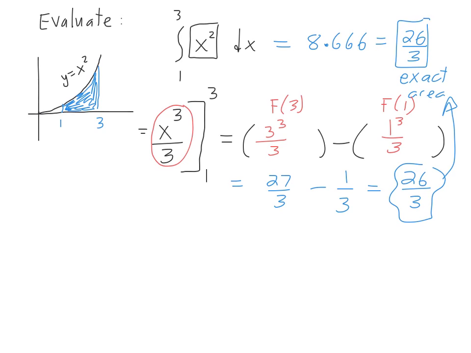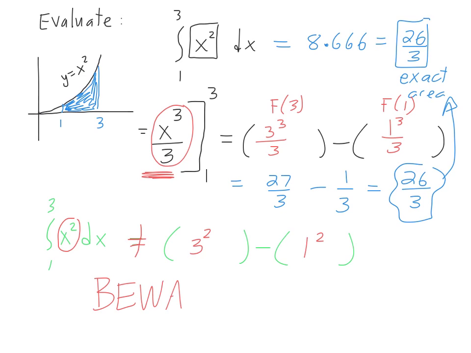Now, finally here, I want to point out a very, very common mistake that I see time and time again. So if we go back to this first part here, here is what I see. People know they're going to have to do a big parenthesis minus a big parenthesis, and then what people tend to do is they do not find the antiderivative, and they just do 3 squared minus 1 squared. Okay, so this is not equal to that. People tend to forget to find their antiderivative. So beware. Please make note of this.